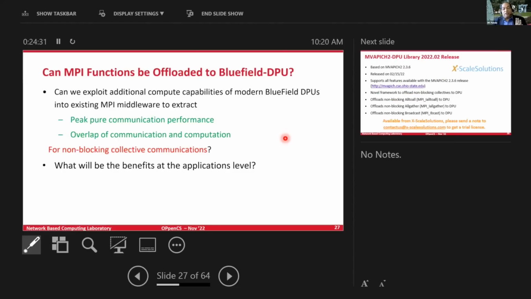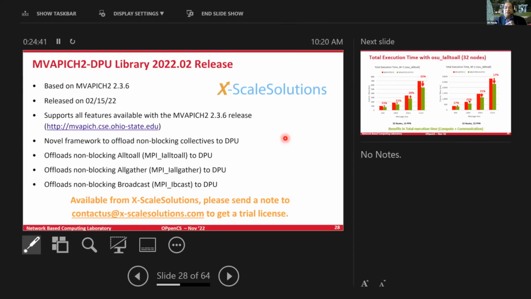So I'll start with MPI, and in the next section I'll also talk about how the deep learning workload can take advantage of that. Here, especially, we have taken the non-blocking collectives. That is the focus here. If you remember, I introduced the non-blocking collectives. So we have an MVAPICH2-DPU library. This is being done jointly with a commercial startup called Xcelerate Solutions. So this library is available, MVAPICH2-DPU. Here we have offloaded MPI_Ialltoall, MPI_Iallgather, MPI_Ibcast.